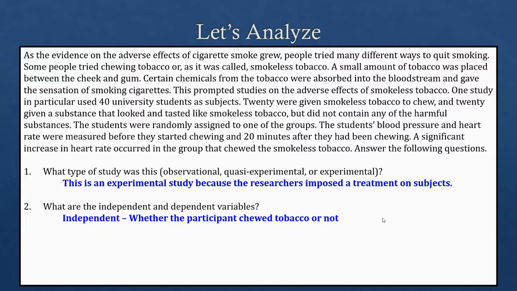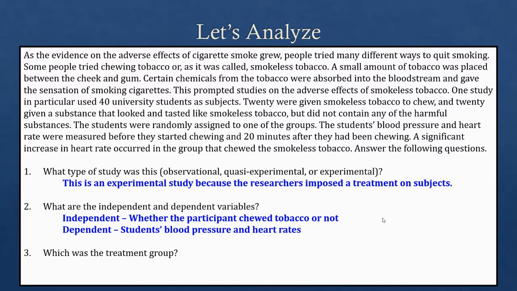We chose to place them in one of the two groups with the different directions. And then at the end, we compared the dependent variable of their blood pressure and heart rate. So that's the information that we're hoping is influenced by whether they receive the real stuff or the fake stuff.